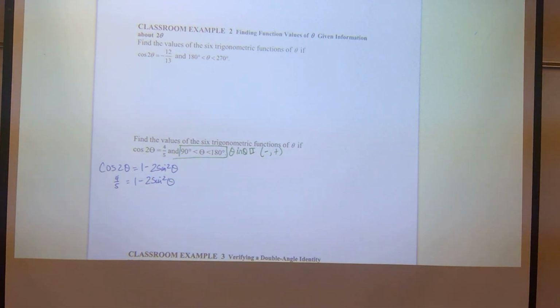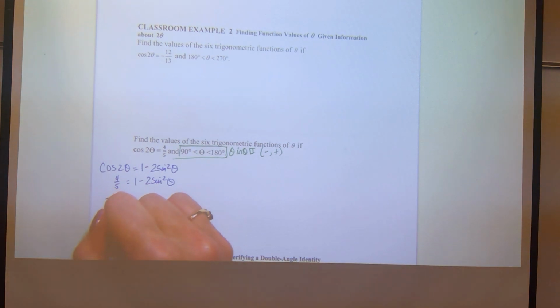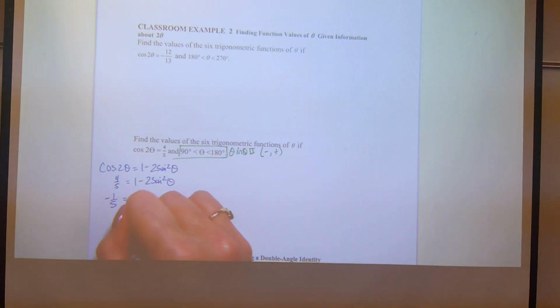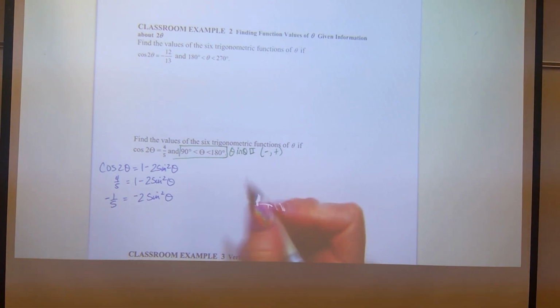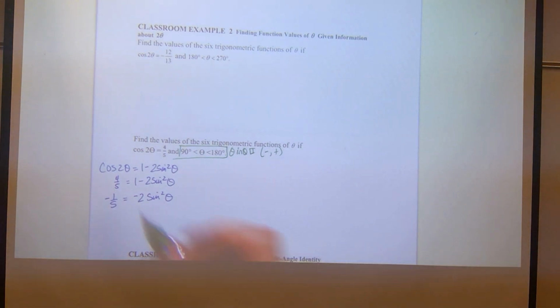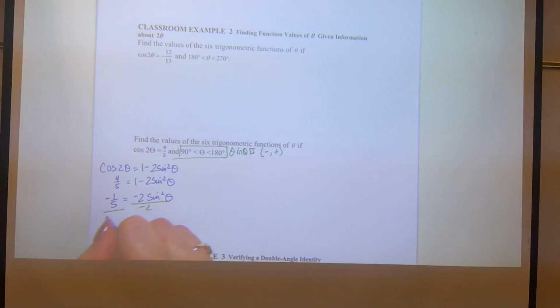And then I'm going to solve for sine. Well, I need to subtract 1, and when I subtract the 1, it's going to look like 5/5. So 4/5 minus 5/5 is a negative 1/5 equals a negative 2 sine squared theta. And then my next step is going to be to divide out that negative 2. Negative 1/5 divided by a negative 2 gives me a positive 1/10. So 1/10 is equal to sine squared theta.